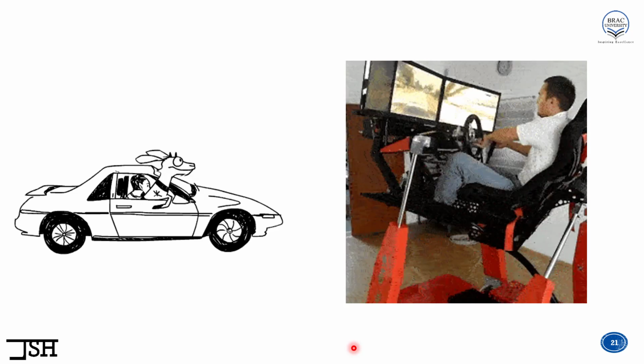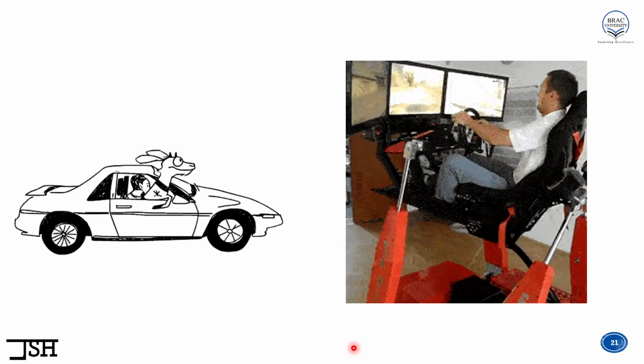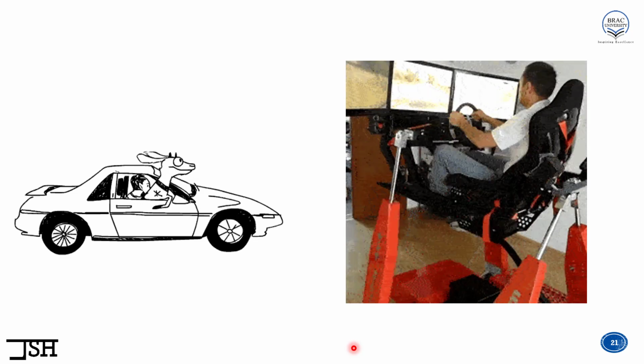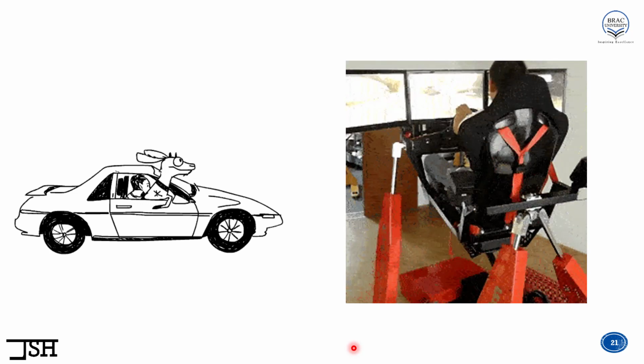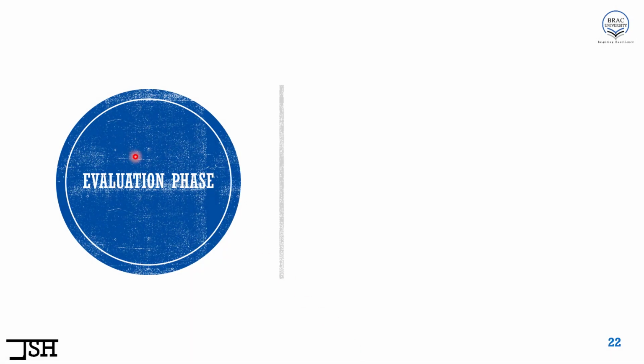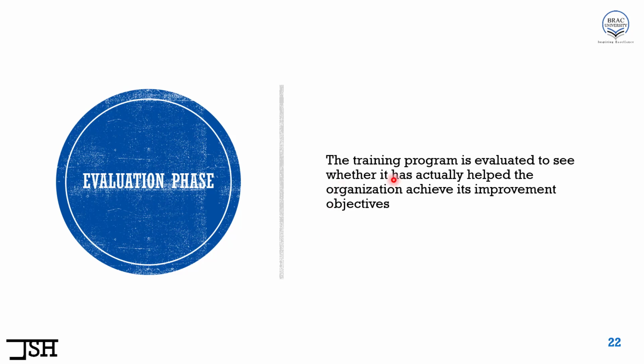Now, once the training program is over, what happens next? Are we done? No, we are not done yet. We are left with the very last stage. So what is the last stage? Here it is, the evaluation phase. We are going to find out that yes, once the training is over, was it successful? So we are going to evaluate the training program. The training program is evaluated to see whether it has actually helped the organization achieve its improvement objectives. So in very simple terms, was the training effective and successful?